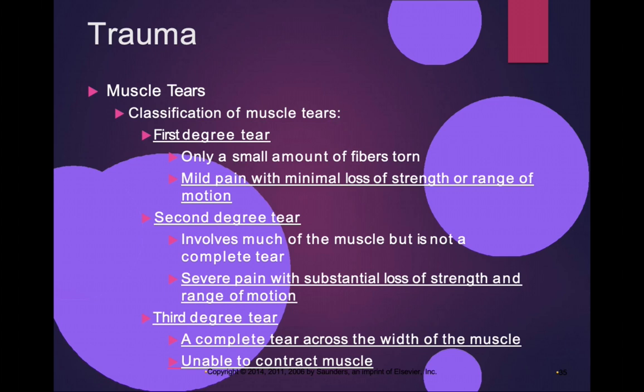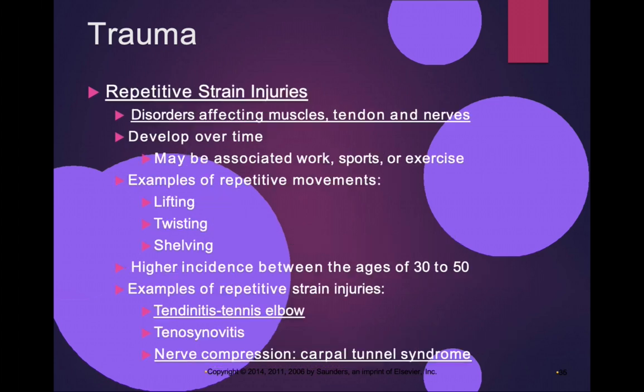A third degree tear, now this is a complete tear across the width of the muscle. It's unable to contract, right? If the muscle is torn, you don't have a full contraction, and you're not going to be able to really move the joint at all. So first, second, and third degree muscle tears.